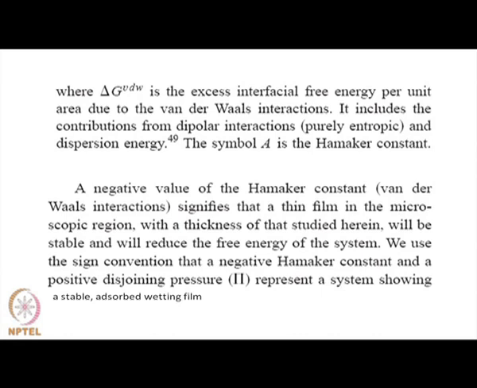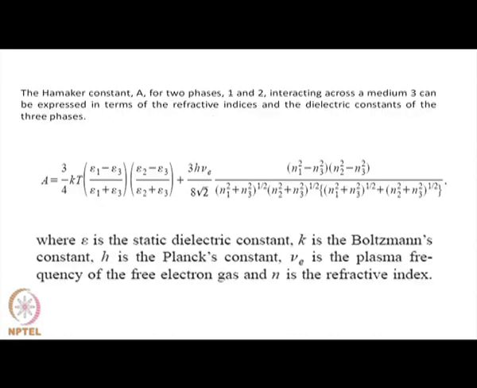Now, when the value of Hamaker constant is negative, it signifies that a thin film in the microscopic region will be stable and will reduce the free energy of the system. So, a negative value of Hamaker constant denotes that it is a wetting system. So, a stable adsorbed wetting film forms if the value of Hamaker constant is negative, and the value of Hamaker constant can be evaluated from this formula for phase 1 and 2, which interact across a medium 3.